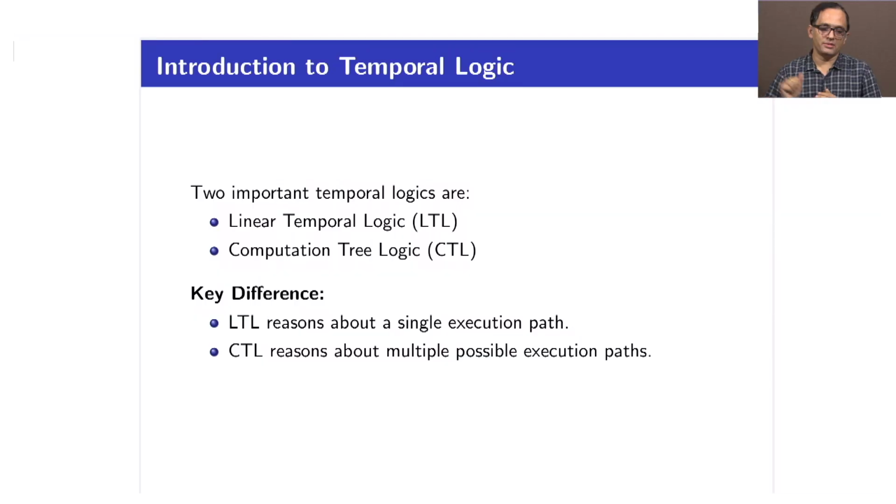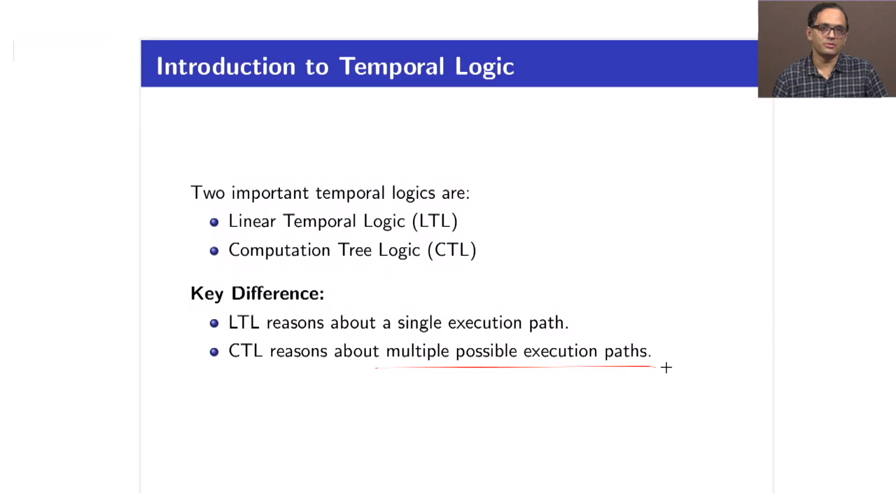Welcome everyone. In today's class we will start learning computational tree logic. If you remember, in the last few classes we started out with linear temporal logic, where the property is defined over a path. On the other hand, in computational tree logic, the property will be defined over a branch in a tree, so multiple possible execution paths. That is the fundamental difference between LTL and CTL.